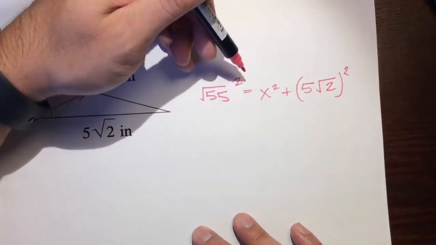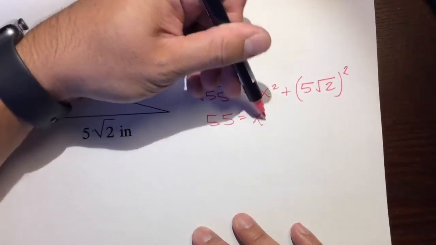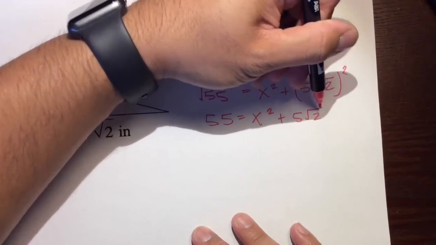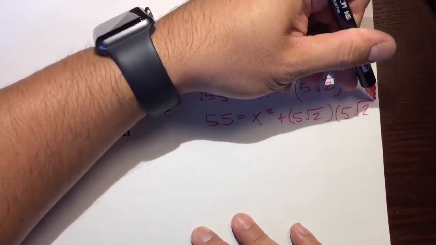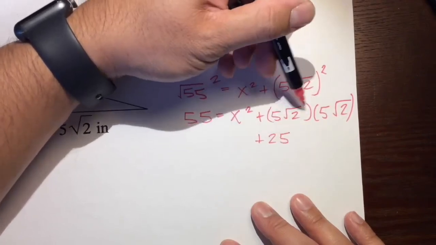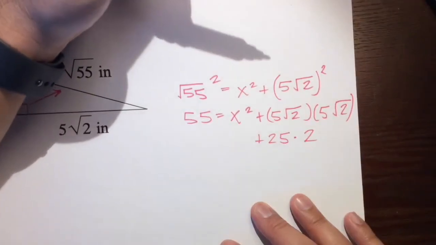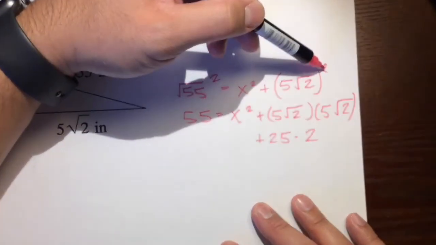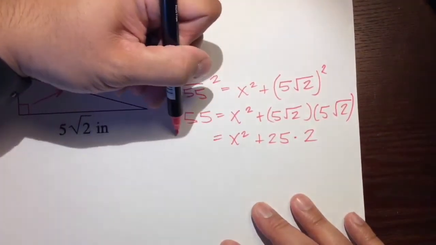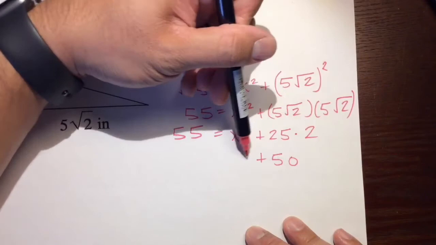Okay? Remember from the previous problem, a square and a square root cancel each other out. So that's just 55 is equal to x squared plus, and then this means 5 radical 2 times 5 radical 2. Let's multiply. 5 times 5 is 25. Square root of 2 times square root of 2 is square root of 4. And what's the square root of 4? Just 2. Okay? Or, if that was too much for you, you just know that a square cancels out a square root. So we have 2. 5 squared is 25. 25 times 2 is 50.